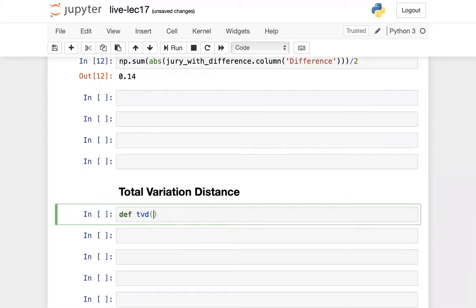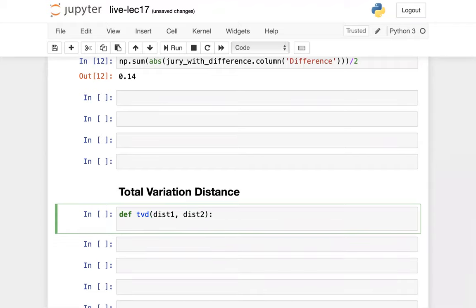We're just going to call this TVD, and then it's going to expect 2 distributions. So distribution 1, distribution 2. And then what is it going to do? Well, we can just write this out. The first step is take the difference between the distributions. So dist1 minus dist2.